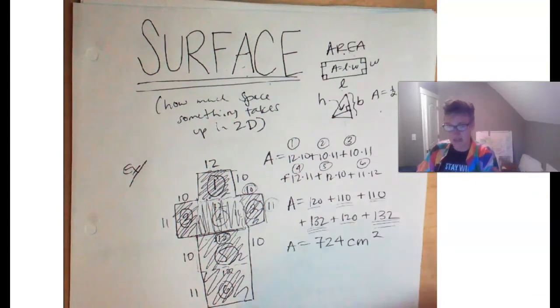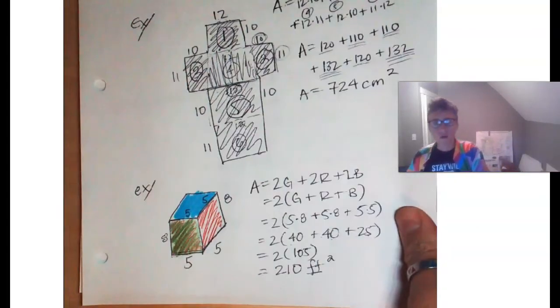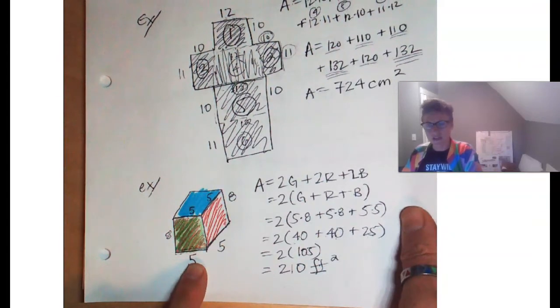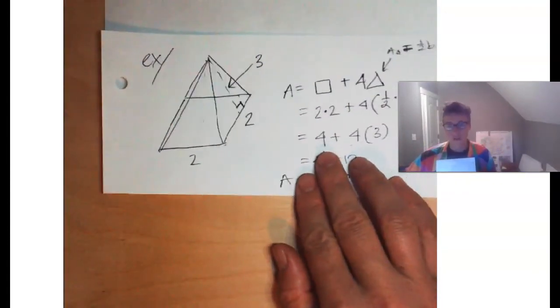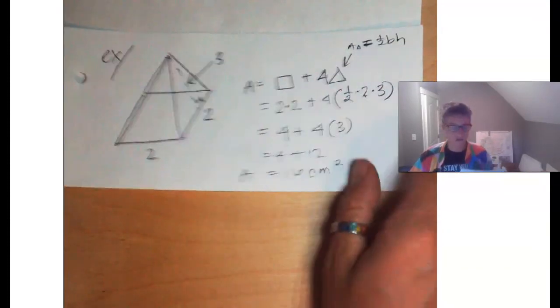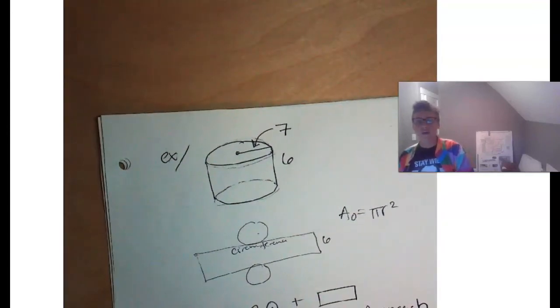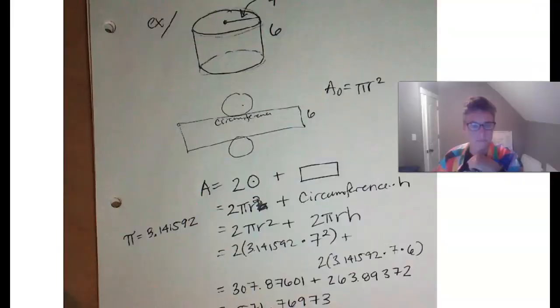We can do that in a net, something that's already broken down for us, or we can take a shape and break it into its parts. We can do that with things that have triangles as well, right? We had a square plus 4 triangles, not even a big deal. And finally, we did it with a circle.